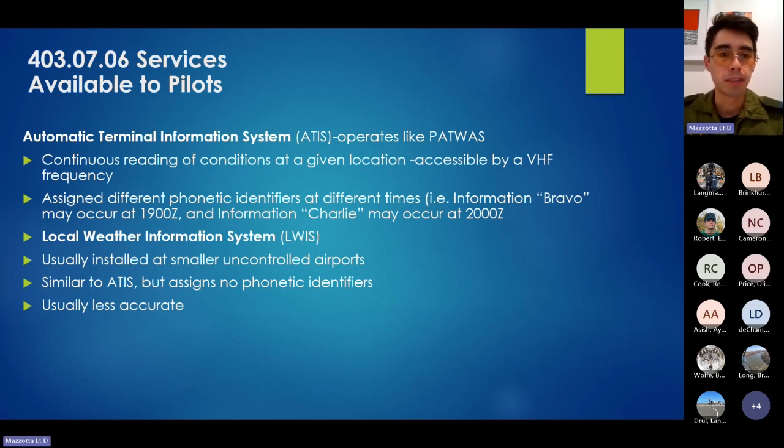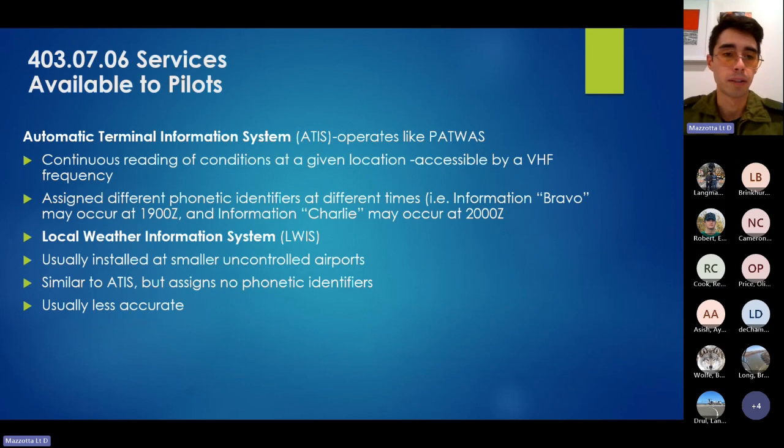Automatic Terminal Information System, or ATIS, operates kind of like the PAT was, but it's a continuous reading of conditions given at a specified location. So most airports have an ATIS. It's accessible by its assigned VHF frequency, and it's going to have different phonetic identifiers as the weather, information and time changes throughout the day. So Villeneuve Airport, Edmonton, those guys, the bigger airports have ATISs.